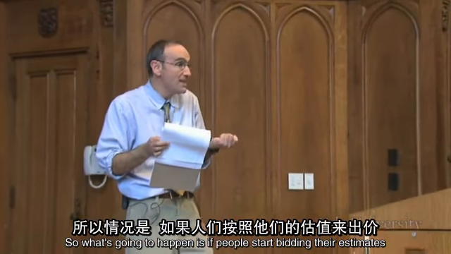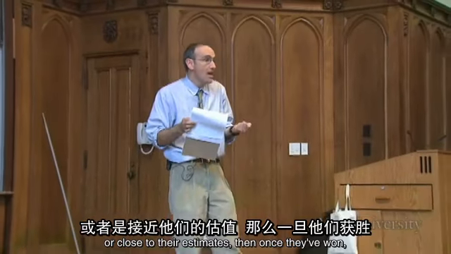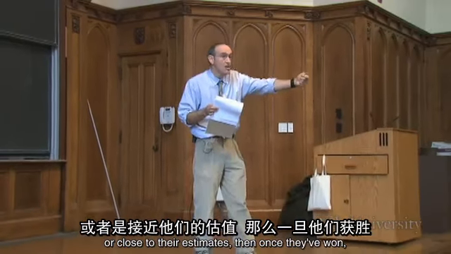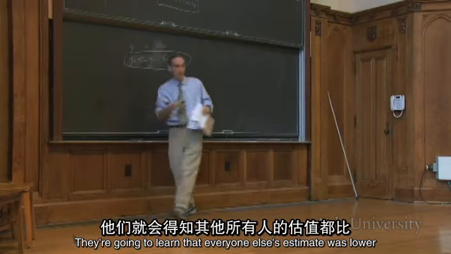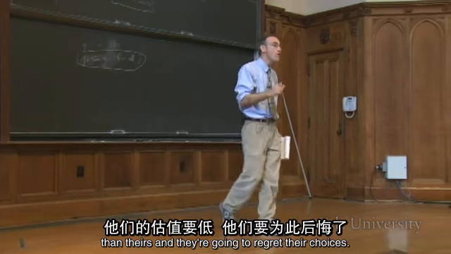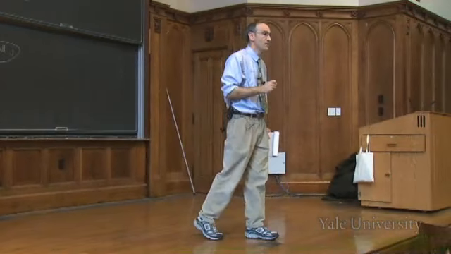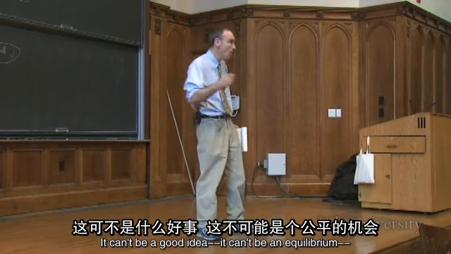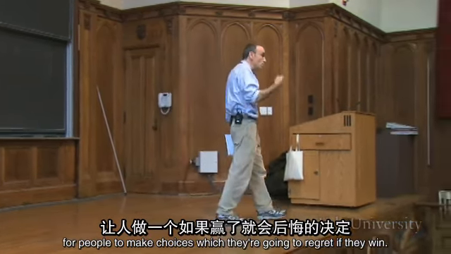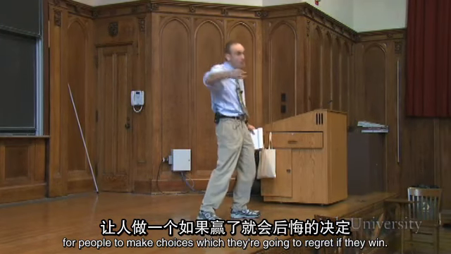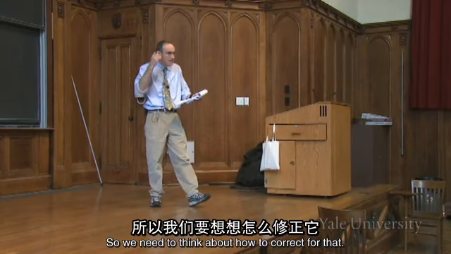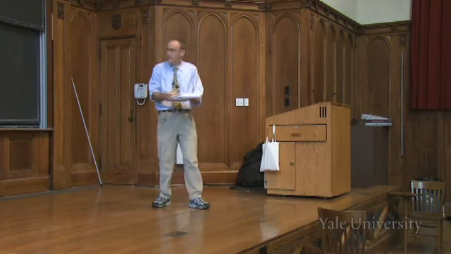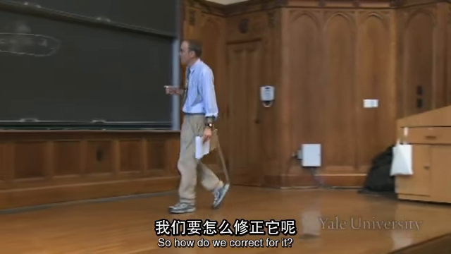All right? So what's going to happen is if people start bidding their estimates or close to their estimates, then once they've won, they're going to learn exactly this. They're going to learn that everyone else's estimate was lower than theirs, and they're going to regret their choices. It can't be an equilibrium for people to make choices which they're going to regret if they win. That's crazy. All right? So we need to think about how to correct for that. So how do we correct for it?